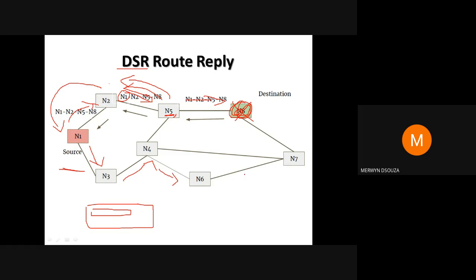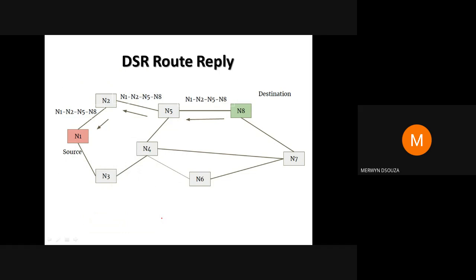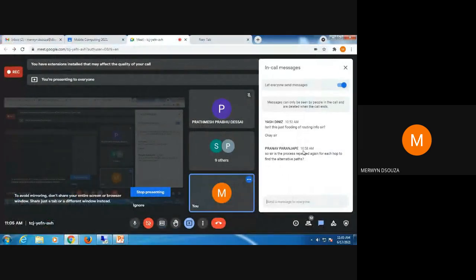If it has an alternative way of sending the packet, it will try the alternative way. Say this was the alternative way. Then N7 will discover that this node is no longer present in the network, so it will send a route error message along this path. When the route error message comes to N1, N1 will know that N8 is no longer present along this route also, so it will delete that entry in the table too. Like this, the table entries will be updated. Does this answer your question, Prathamesh?